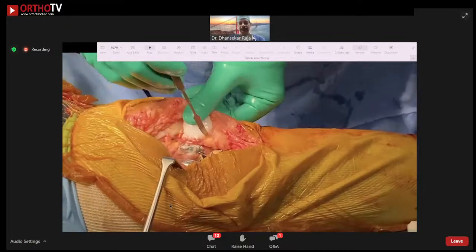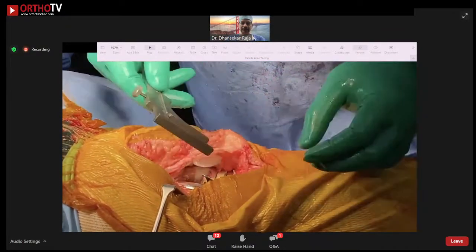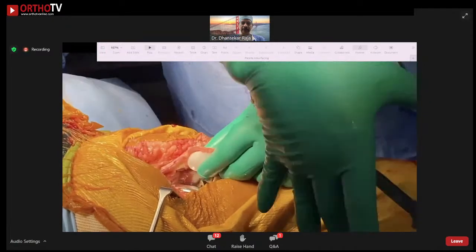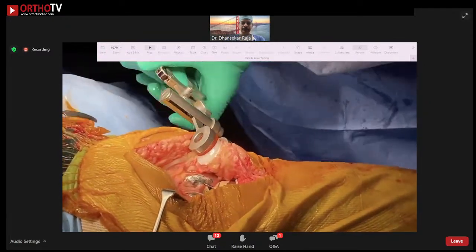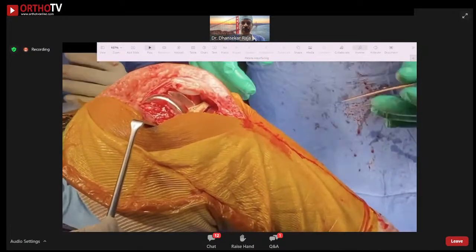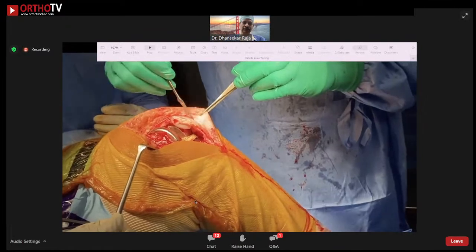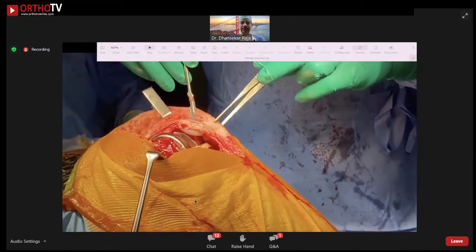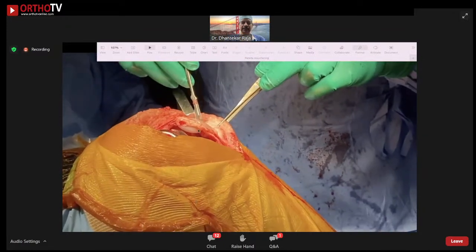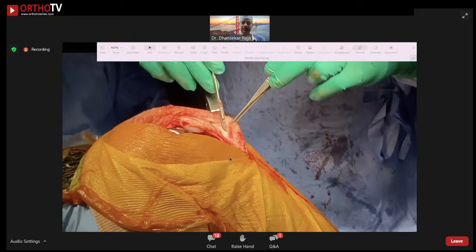So this is an example of a patient where there is type 2 patella and there is some patellar maltracking. I'm waiting for the cement to set. Once cement is set, we check for the tracking. You can see that patella is lifting off. So I elevate the lateral flap, go below the fascia. You see the patella is lifting off. It's not tracking in the center.